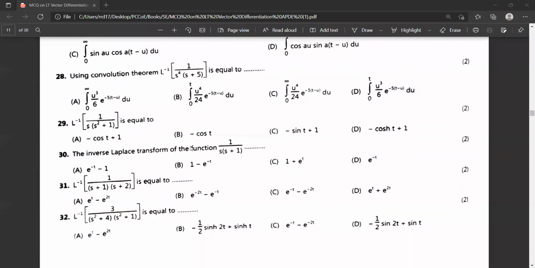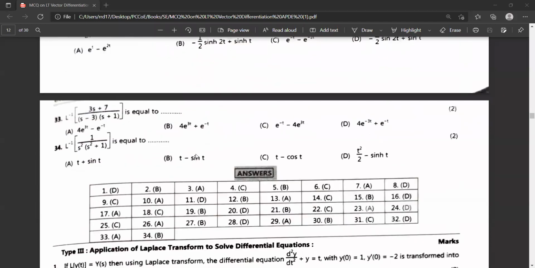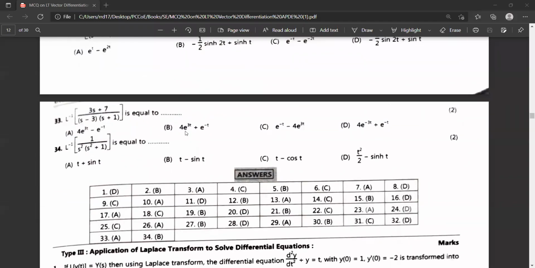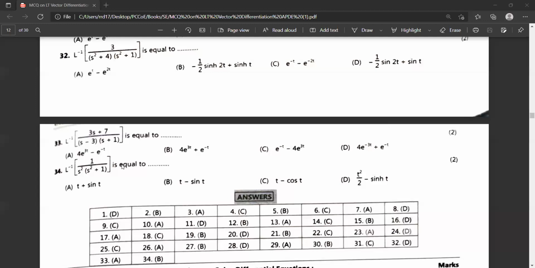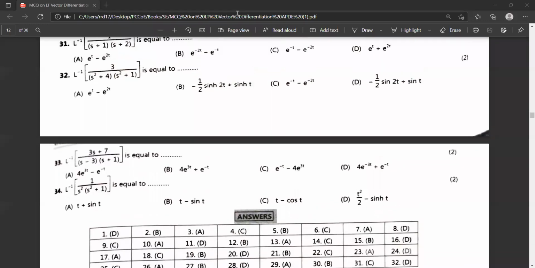Fine. This you can do, this you can do. I'll just skip them. Convolution again. All right. Now again, this is not a convolution problem. So I'll explain this quickly. So how do you solve this?